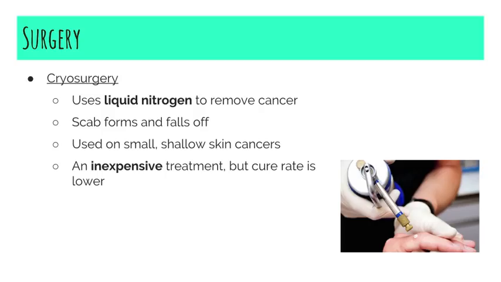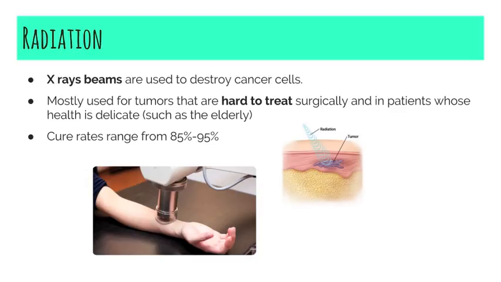Cryosurgery uses liquid nitrogen to remove the cancer. After that, a scab forms and falls off. This surgery is used for small, shallow skin cancers, and even though this is really inexpensive treatment, the cure rate is lower. Radiation. In radiation, X-ray beams are used to destroy cancer cells.